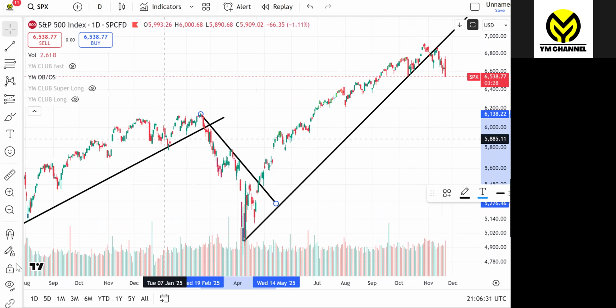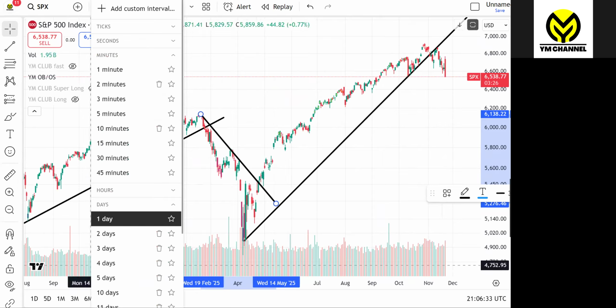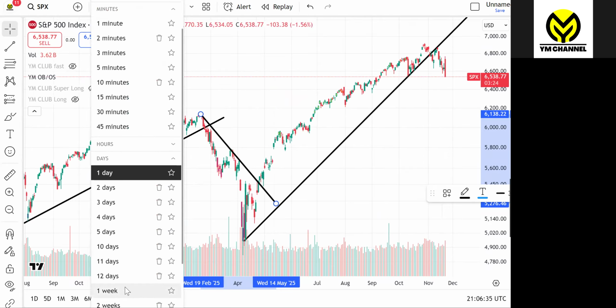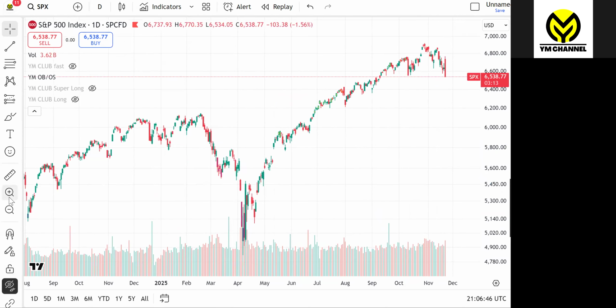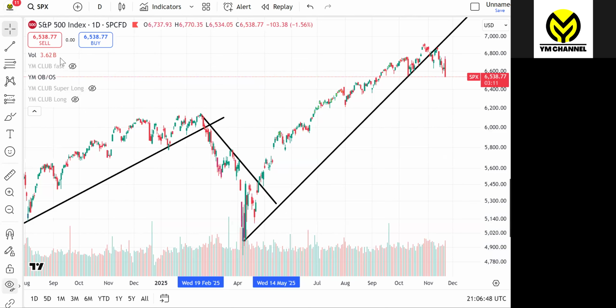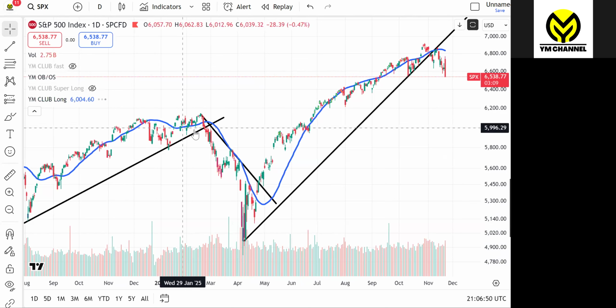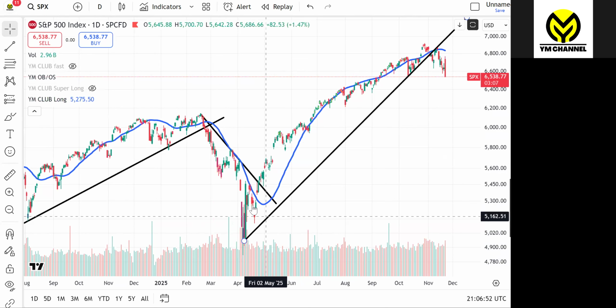So back to our point, where are we now? What should we do now? And how to prevent this kind of drop, can we sell earlier here? Okay, so right now, if you check the YM club long, this is my indicator. When we buy, when do we buy?